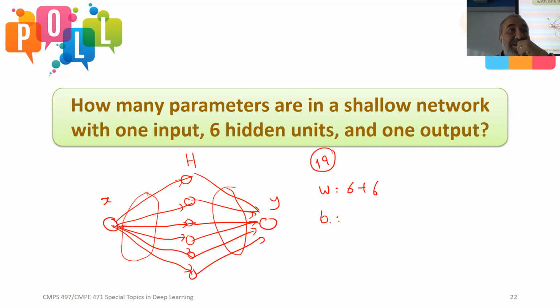How about the biases? Only 1 bias? We have 1 bias for each hidden unit. Usually we draw it like this to indicate biases. So these are the biases. How many biases do we have? 6 plus 1 here also. Okay, so we have 6 plus 1.